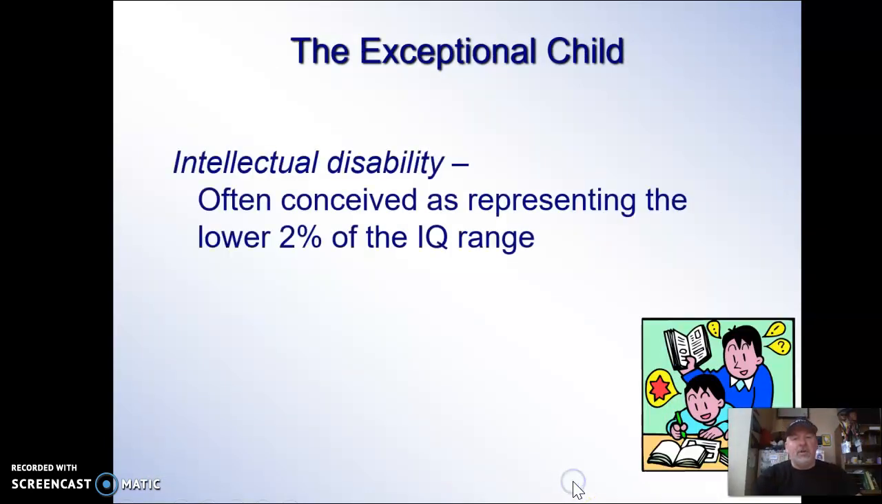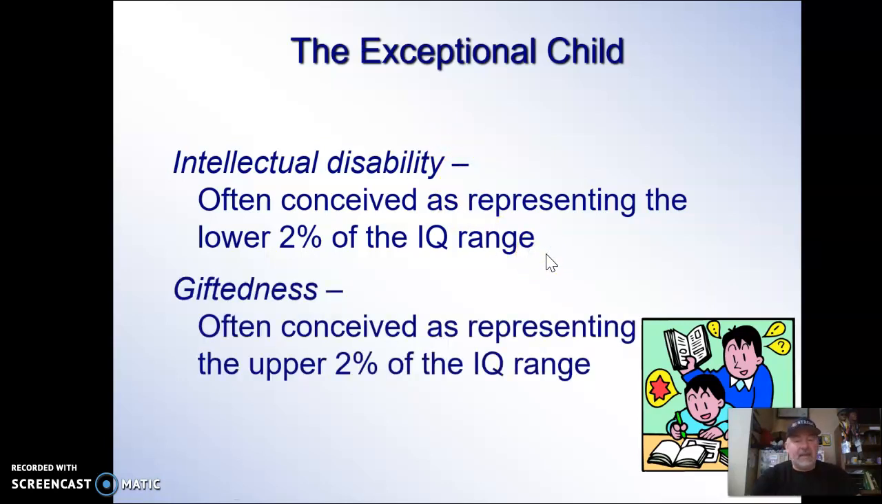Now, if you are in the lower 2%, we looked at that 70 IQ, they would call that intellectual disability. They used to have some worse terms for that, but now we would say this person needs a lot of extra help, which really was originally the point of an IQ test. And then they would say you are gifted if you are in the upper 2%.